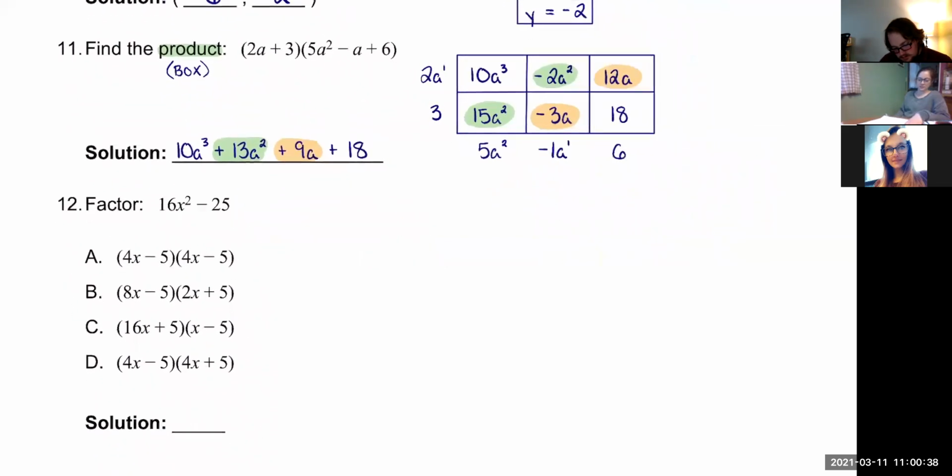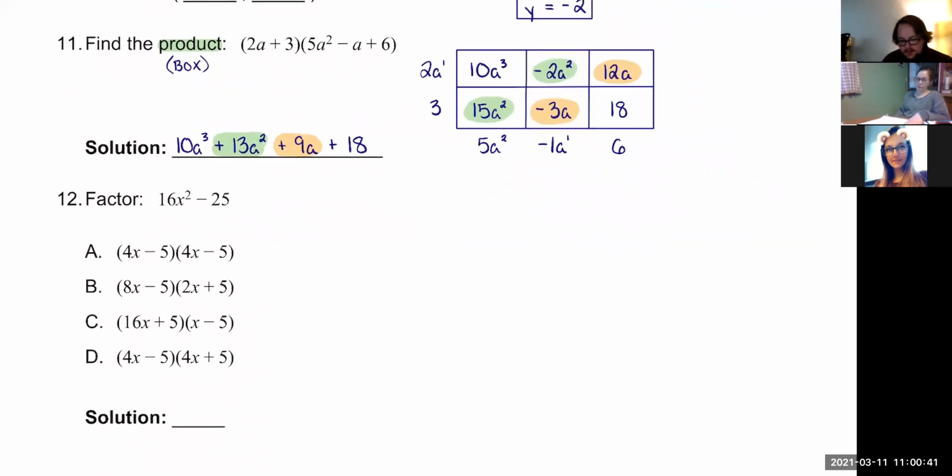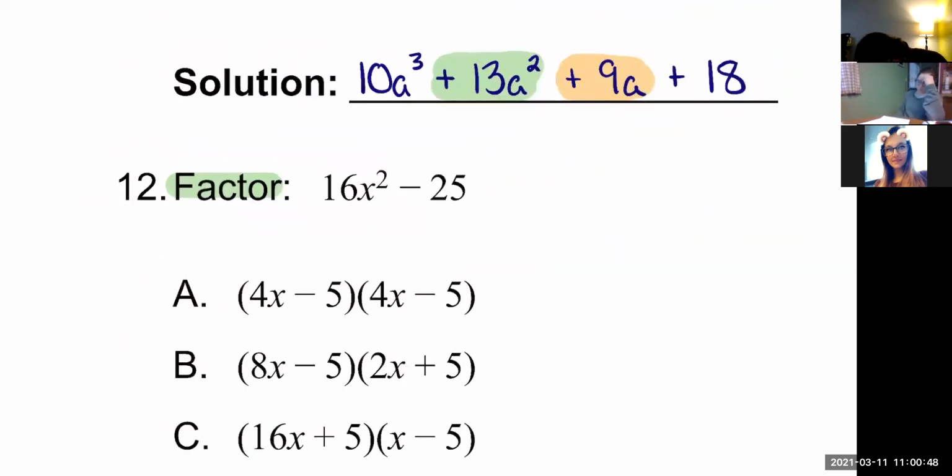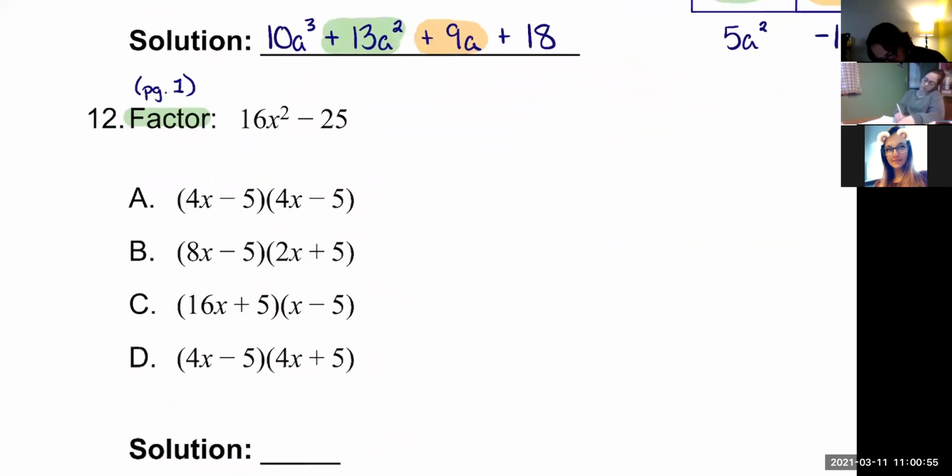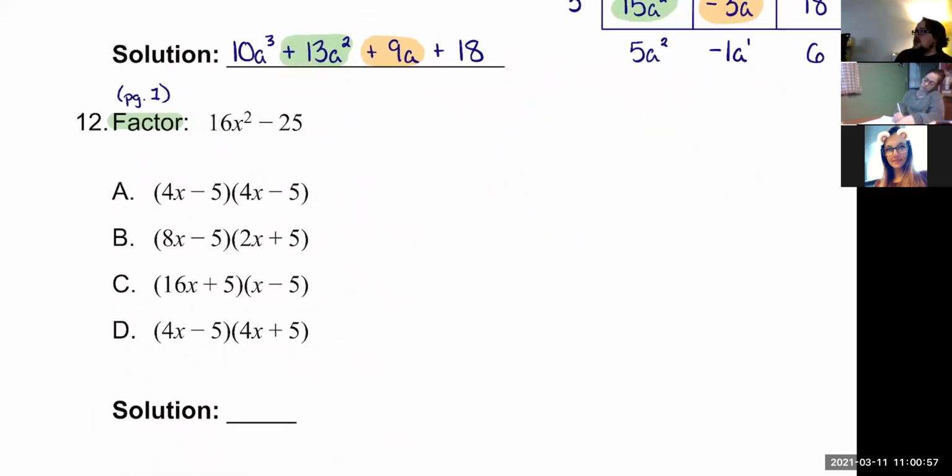All right. Number 12. Well, there's that word again. Factor. So I'm just going to put a little mental reminder here. We talked about factoring already back on page 1. So if you're like, I'm not sure what to do in this situation, going back to page 1, we talked about a lot of things when it came to factoring, but hopefully one of them is something we always remember, and that is to always check for what? Greatest common factor. Always check for a greatest common factor before doing anything else.